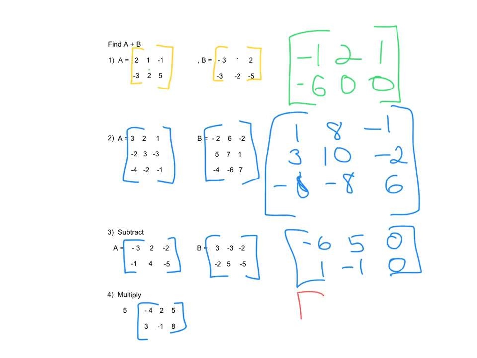So 5 times negative 4 is negative 20. 5 times 2 is 10. 5 times 5 is 25. All right, second row. 5 times 3 is 15. 5 times negative 1 is negative 5. And 5 times 8 is 40.